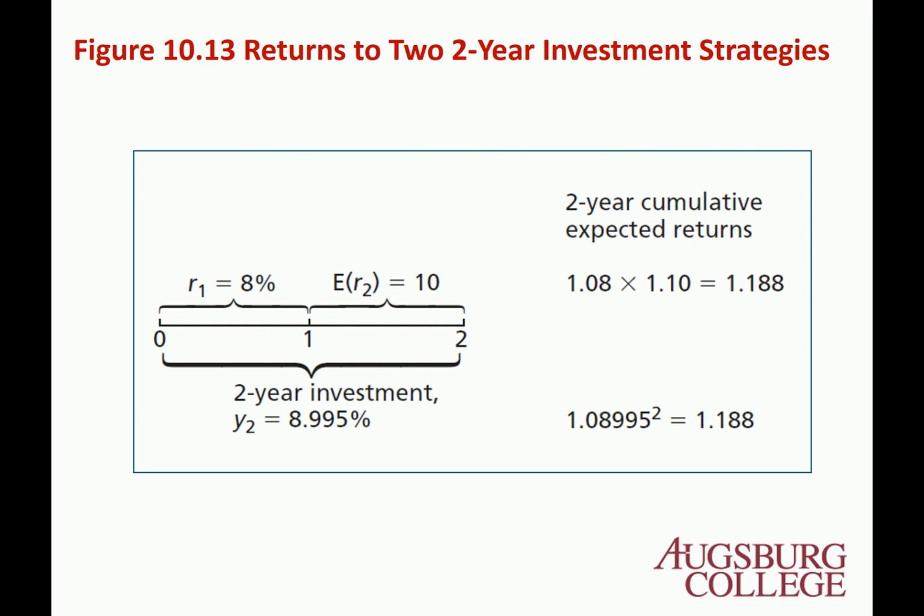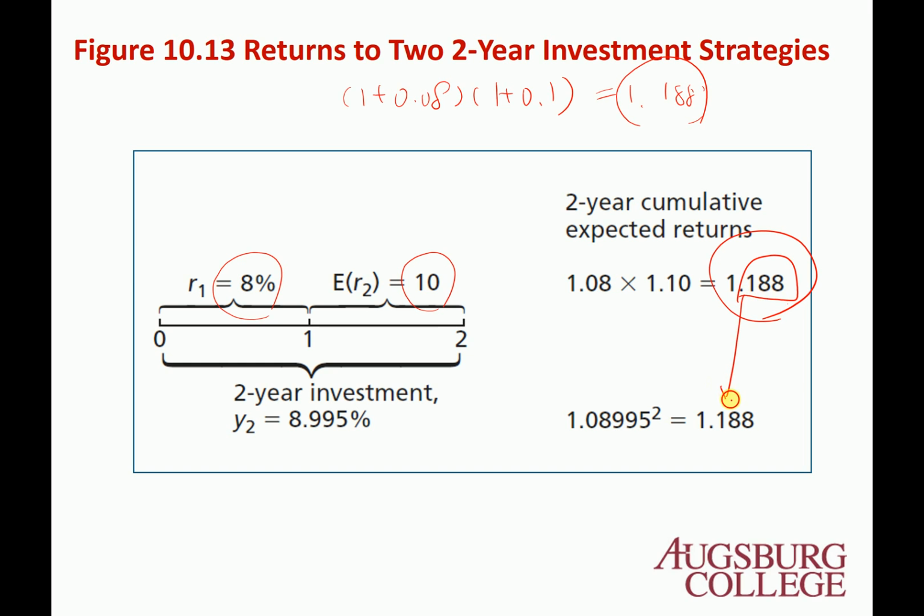So let's see it. For example, there is a 2-year investment strategy. In the first year, you can make 8%. In the second year, we can expect that you can make 10%. Then what about the cumulative returns? The cumulative expected return is simply 1 plus 8% times 1 plus 10%, right? Which is 1.188. So that's the 2-year return, 18.8%.